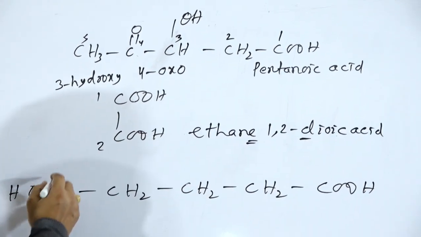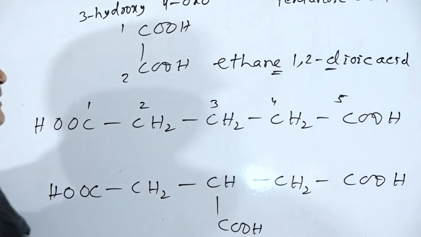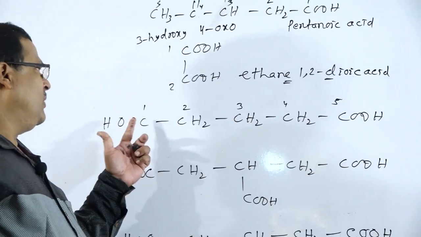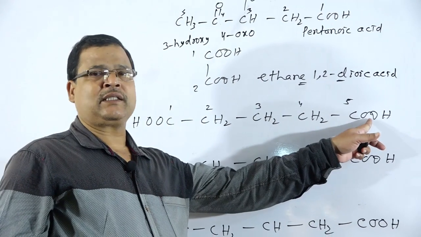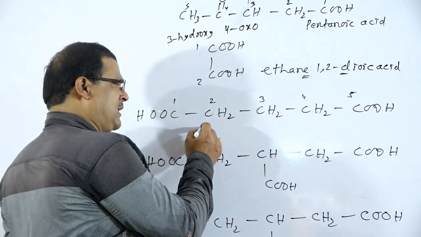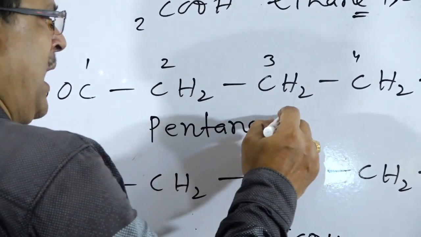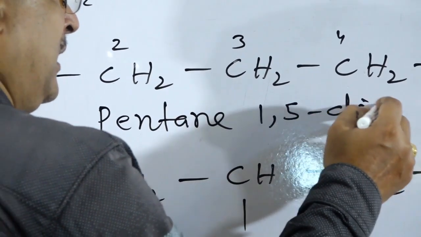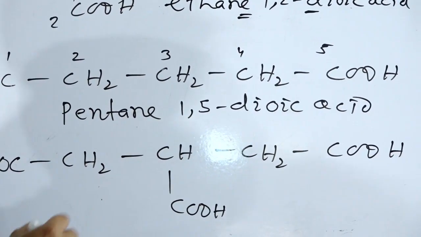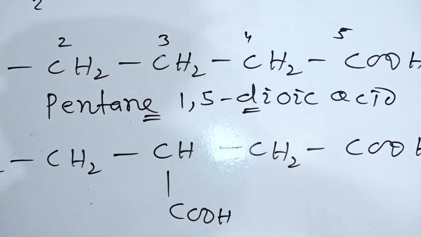Next compound: 1, 2, 3, 4, 5. This compound contains 5 carbon atoms, therefore that is pentane 1,5-dioic acid. So the name of the compound is pentane 1,5-dioic acid. Since it has started with the letter D, there should be E.